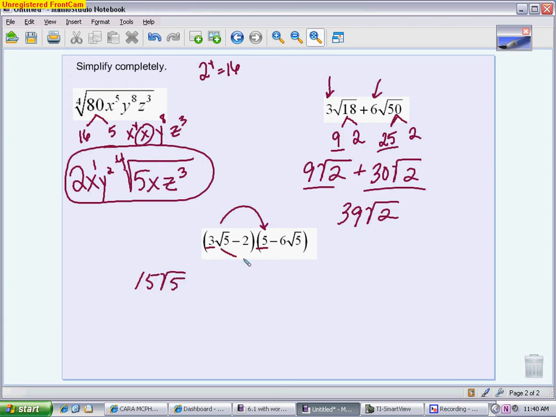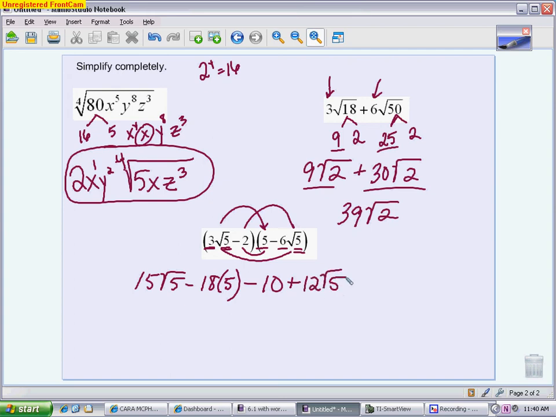Then I'm going to do the outer. When I do the outer, I can multiply the 3 times the 6. That's going to give me 18. And then I'm going to multiply square root of 5 times square root of 5, which ends up just being 5. Now I'm going to do the inner. Negative 2 times 5 is negative 10. And then I'm going to do the last. Negative 2 times negative 6 is positive 12, and it still has a square root of 5.